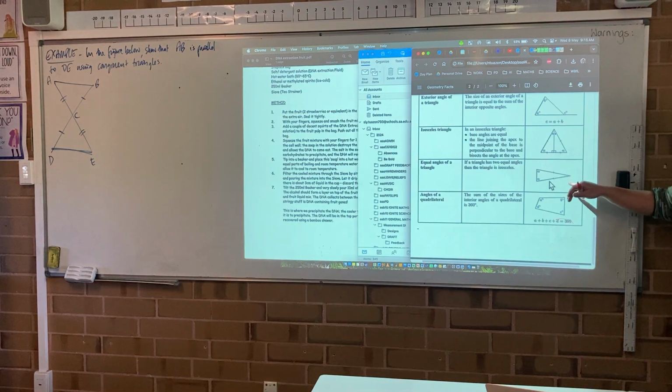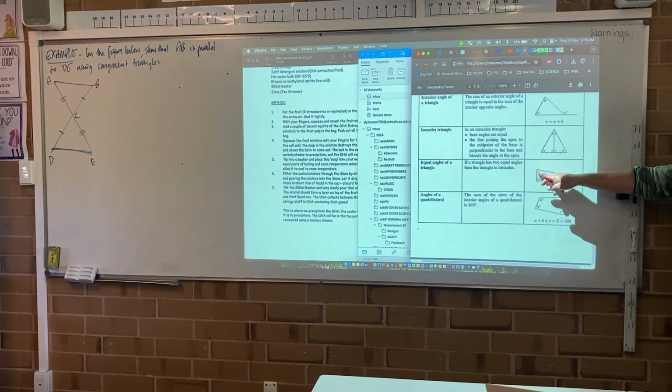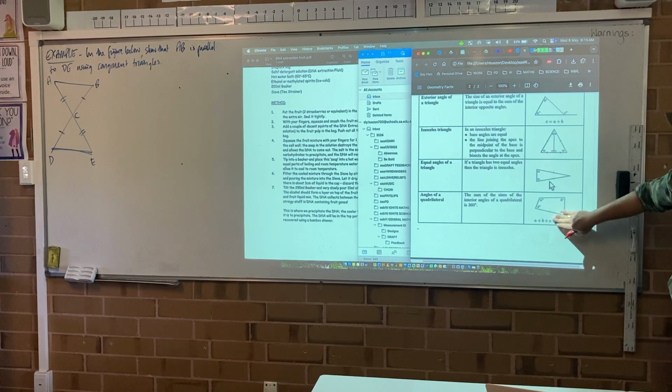Equal angles of a triangle. If you know that the two base angles are the same, it's isosceles. What do the angles of a quadrilateral add up to? 360. Okay.